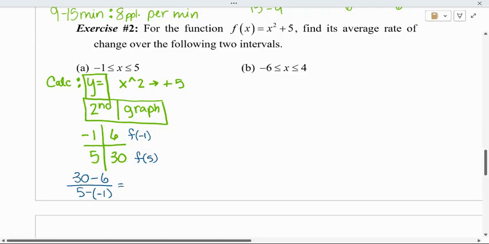So what is 30 minus 6? 24. And what is 5 minus a -1? Becomes 6. So my answer is 4. So find the average rate of change. I write it like this. Average rate of change equals 4.